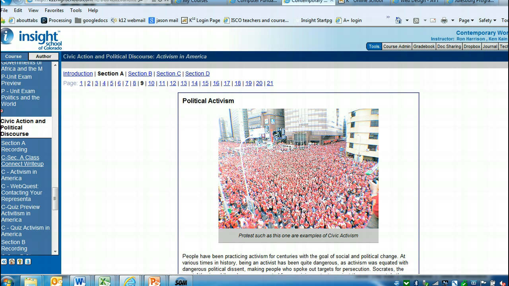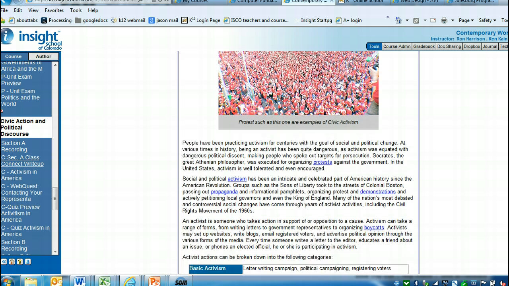Okay, page 9, political activism. And political activism means, how do people take action? So active, action, similar words, right? And people that are taking part in activism are called activists. Sometimes that's looked at as a negative term, but it's really a positive term because it's a person that is trying to do something they believe in.